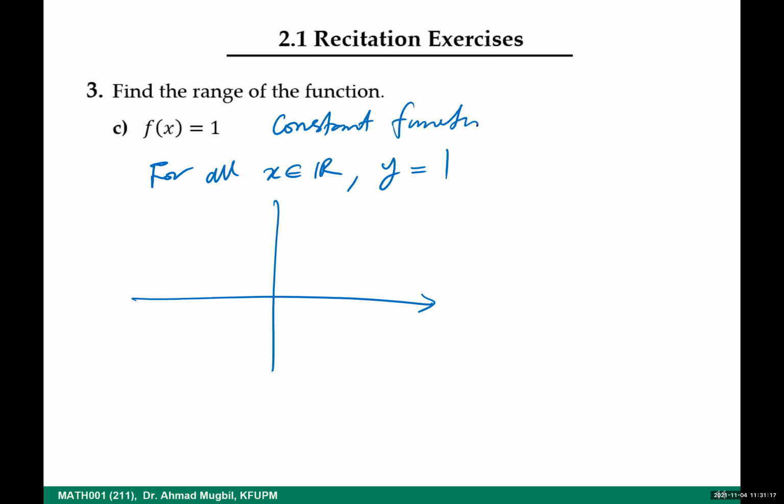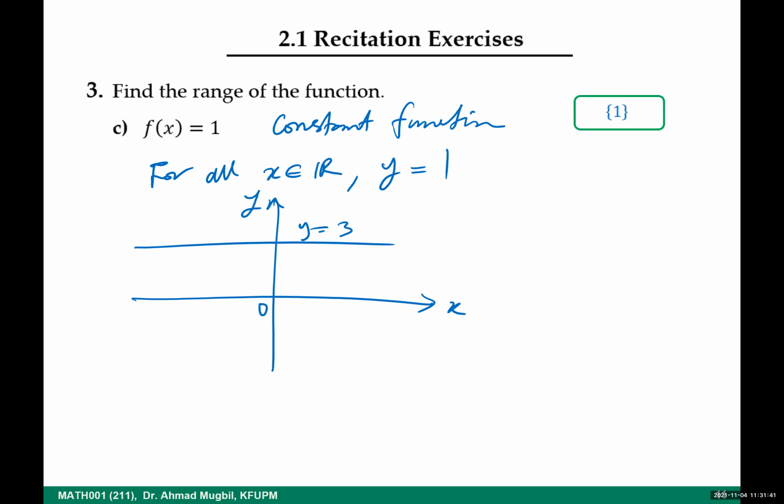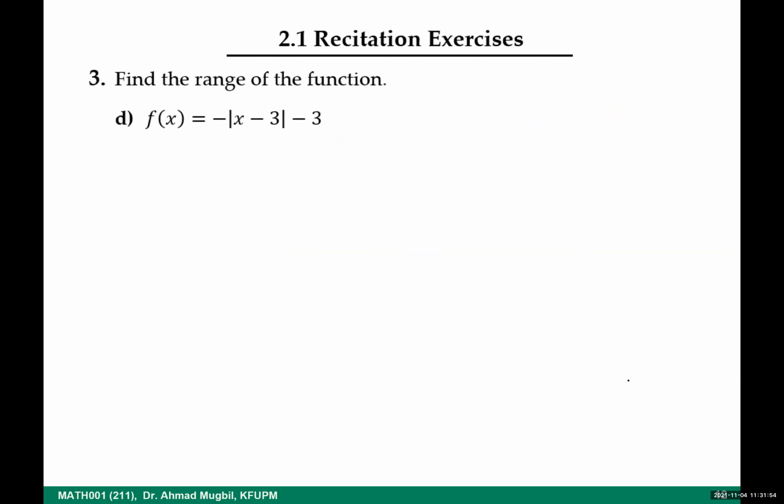A constant function, its graph is what? A horizontal line. For any x, y is 1. So how to write the range? A singleton. It is just a set of a single point, 1 inside set braces. I have to write the braces, right? Because the range is a set of numbers. If you write 1 alone, it is a value, so now you mean that it is a set. This is the set of all the possible values, the corresponding values of y.